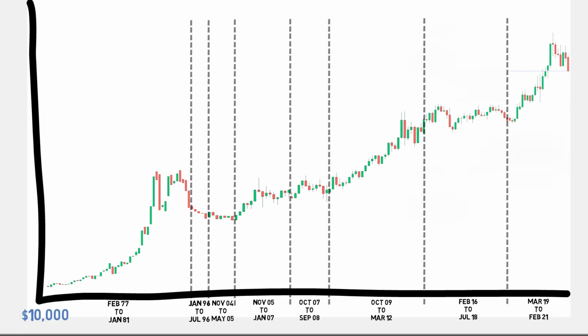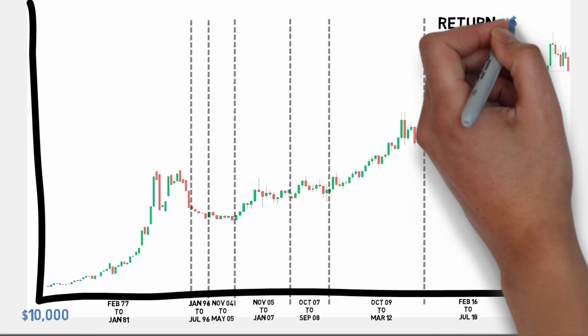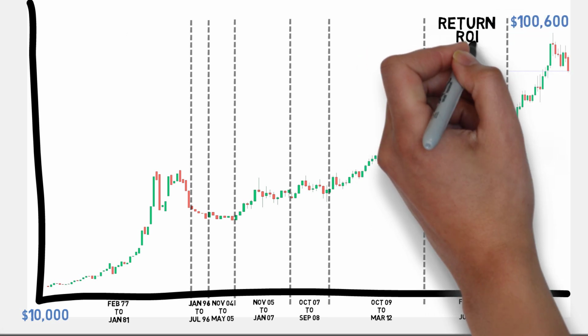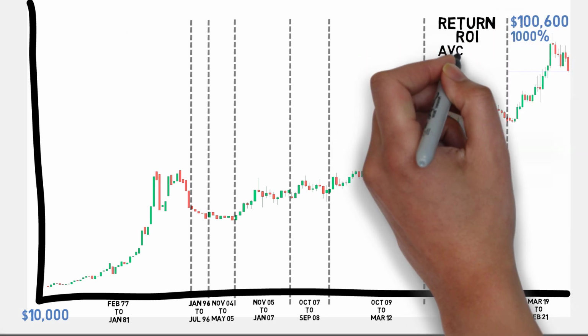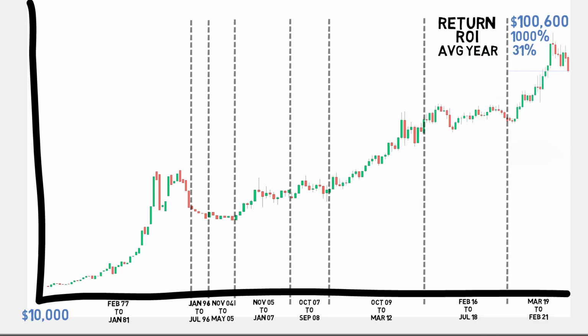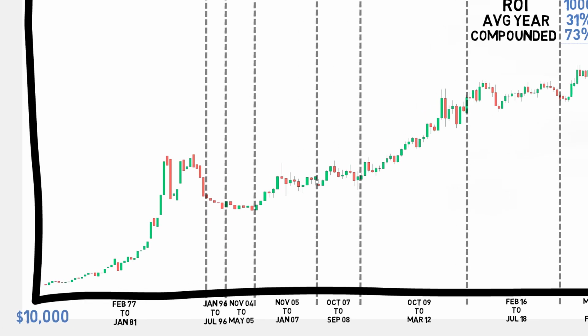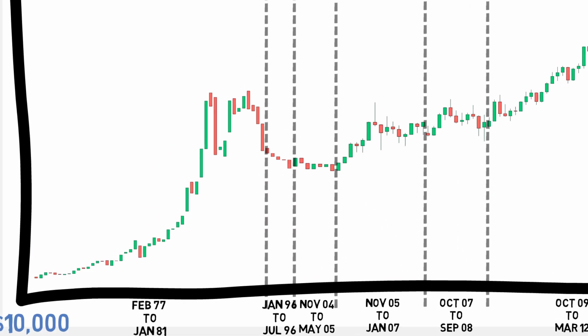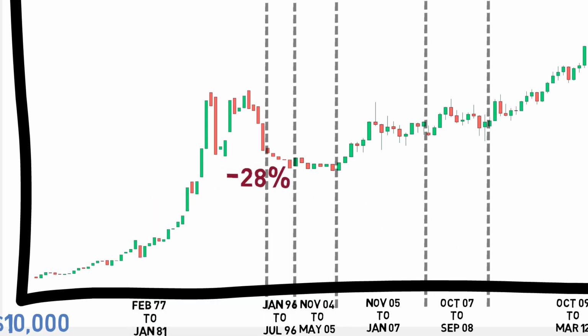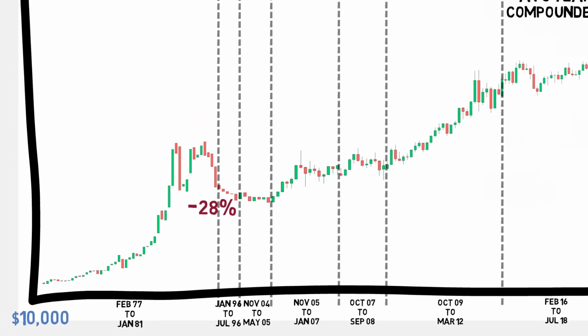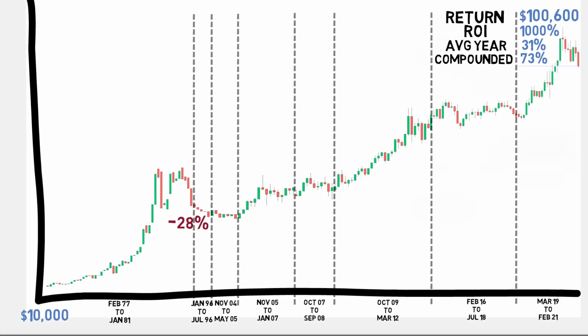Our $10,000 investment would have turned into just over $100,000, a 1,000% return. The average annual return was 31%, and the compounded annualized return was 73%. The maximum drawdown over the 14 years of investment was 28%, again significantly less than the 63% drawdown of a buy and hold strategy.